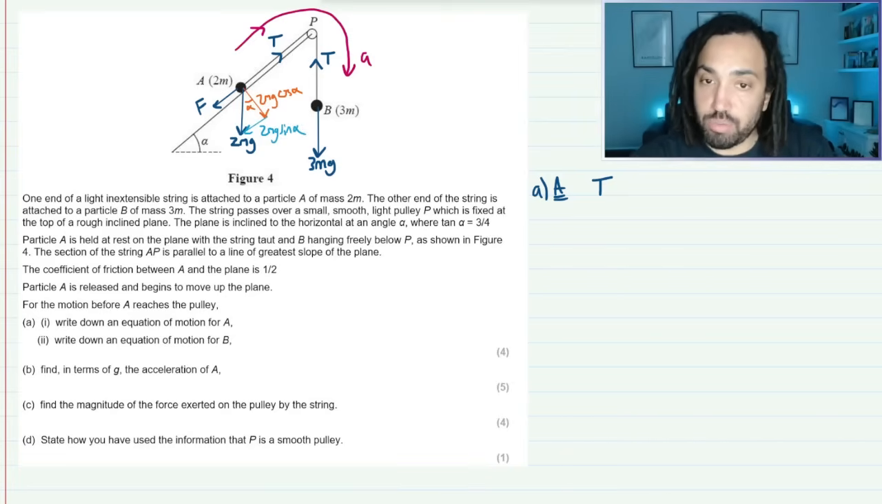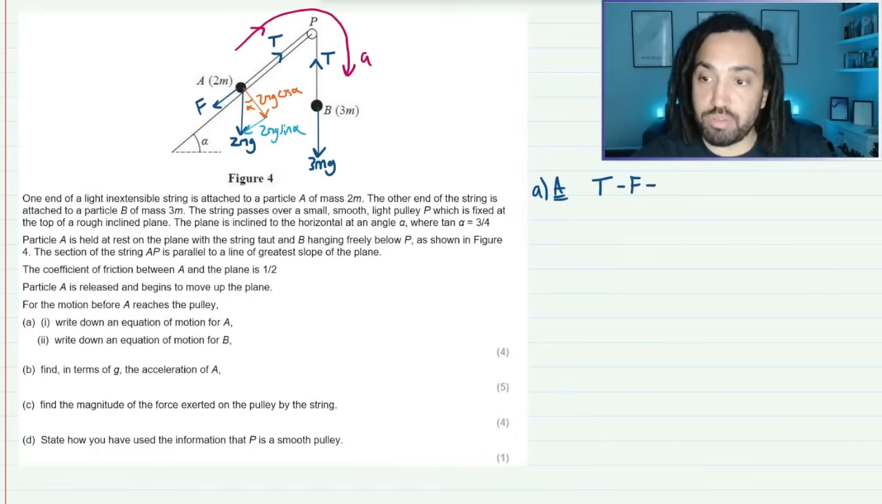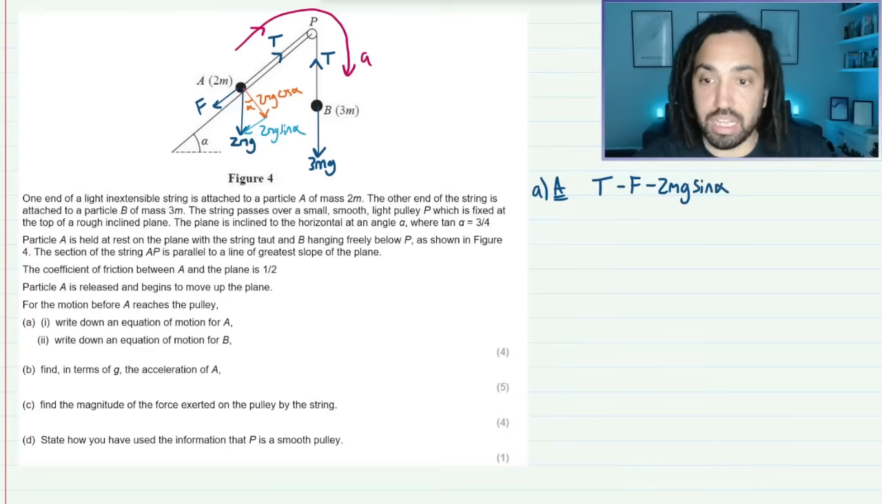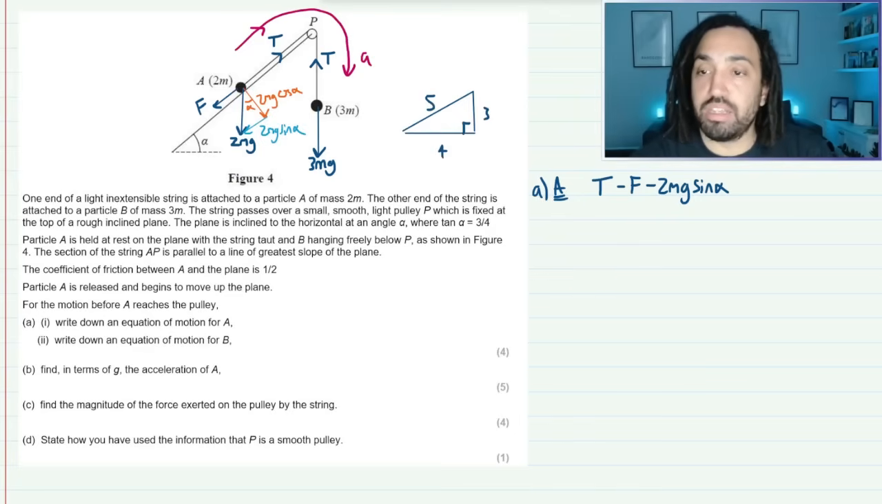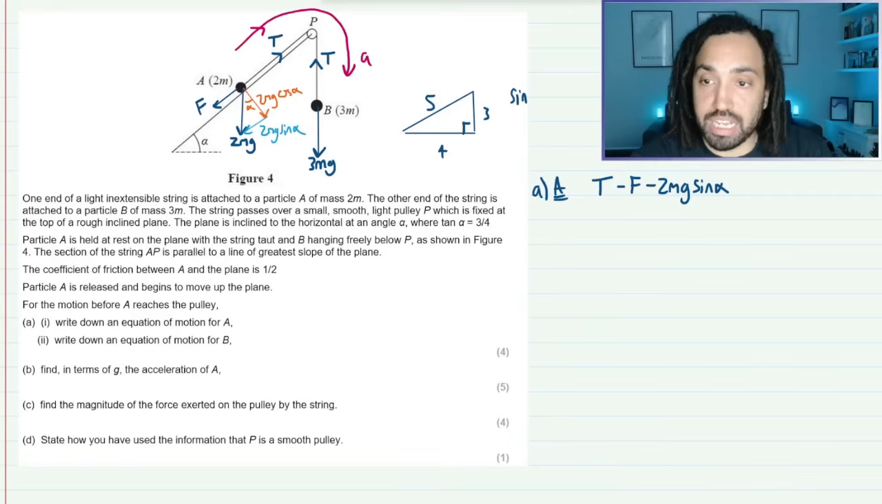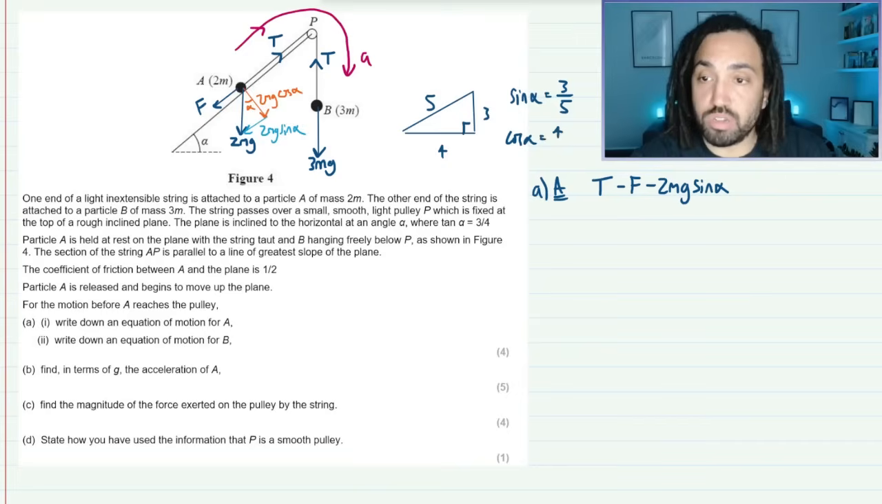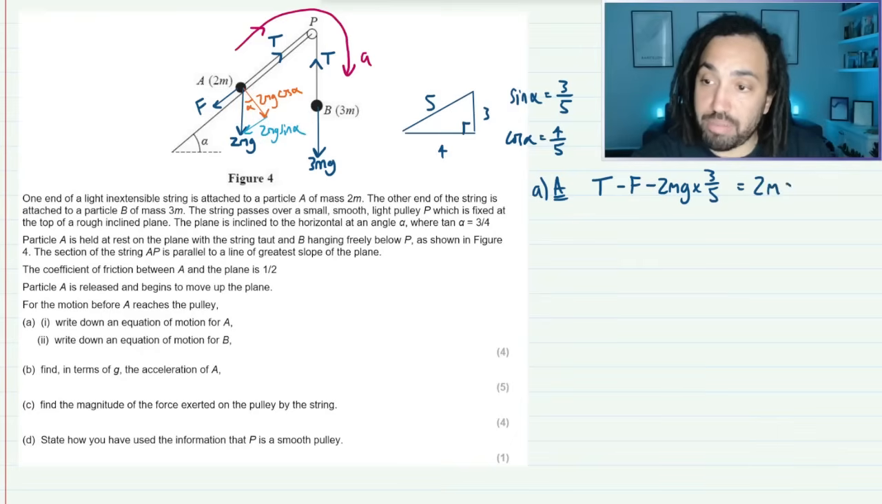So that is T, and going against it we've got F, and we've also got against it the weight of the object, which is 2mg sine alpha. I've just spotted as well that we've got tan alpha is 3 over 5, so we could draw a triangle again, 3, 4 and 5. So that tells us that sine alpha is 3 over 5, and that cos alpha is 4 over 5. So I can swap out sine alpha here for 3 over 5. And that is equal to 2ma.